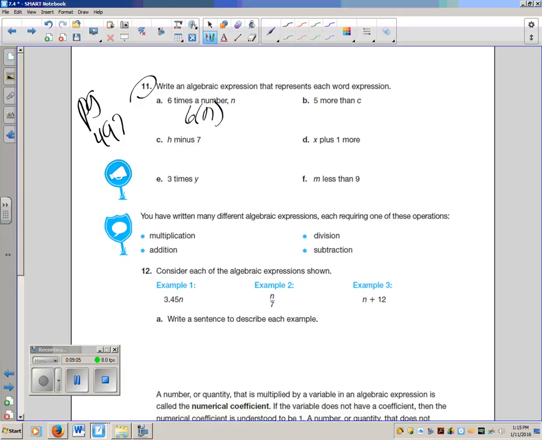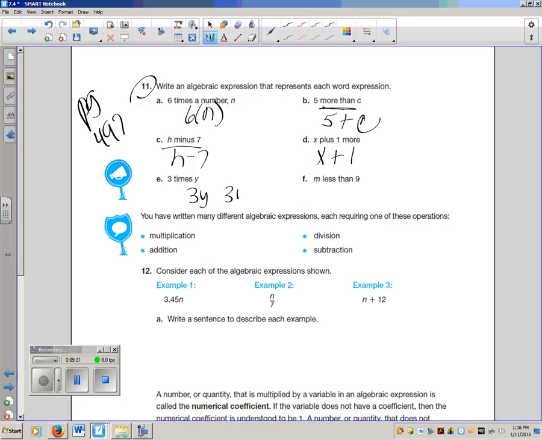All right, we're on B, 5 more than C. Operation is plus, 5 more than C. C, H minus 7, just write it, H minus 7. D, X, we're going to add 1. 3 times Y, don't write the multiplication symbol, just write 3Y.